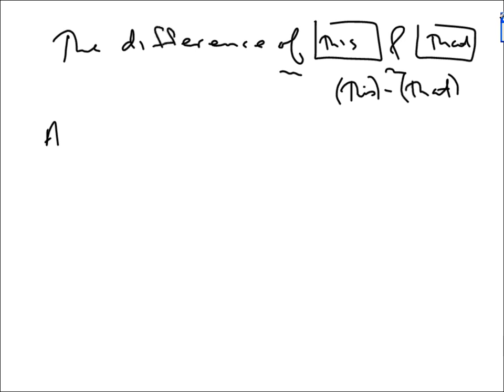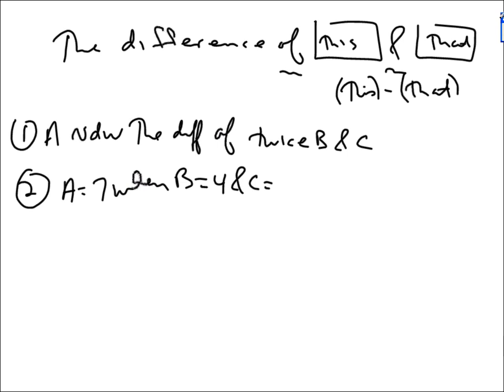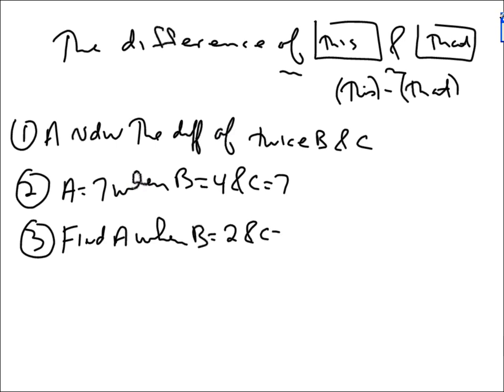Okay, so what if I tell you A varies directly with the difference of twice B and C? And the second statement is A is 7 when B is 4 and C is 7. The next statement is find A. Find A when B is 2 and C is 4.